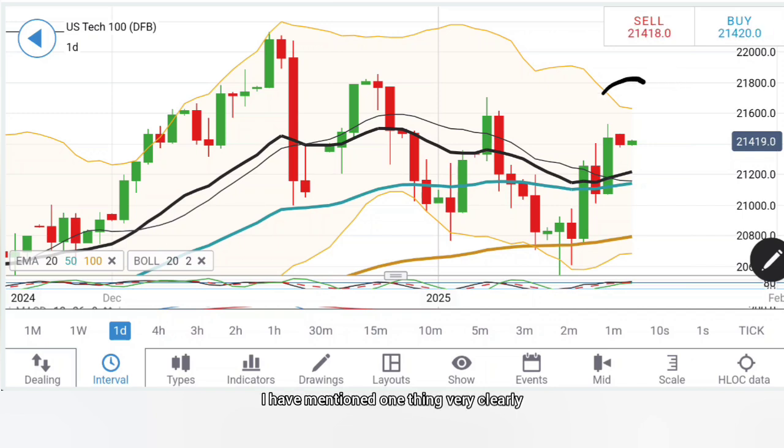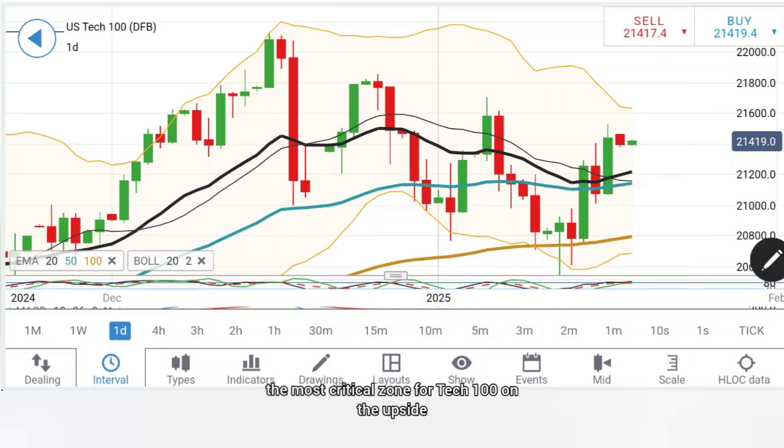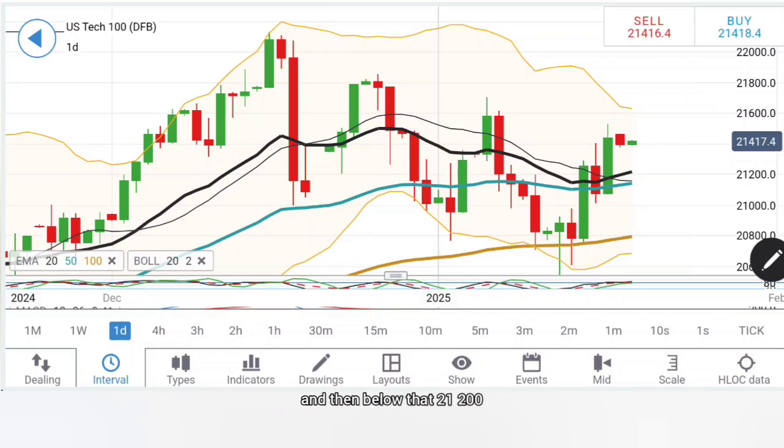I have mentioned one thing very clearly: the 21,600 and 800 zone is going to remain the most critical zone for Tech 100 on the upside. On the downside today, the selling entry at 21,390, 380 can be taken. Expect 21,350, 320, 21,260, 250 at the next, and then below that 21,200, below 21,200 there is no looking back.